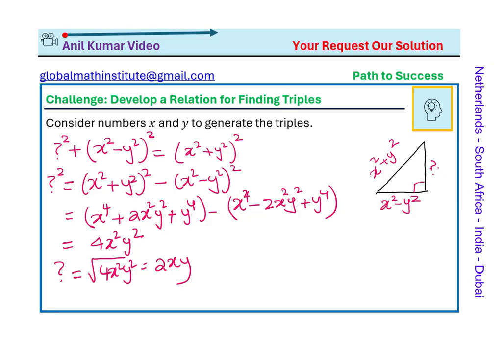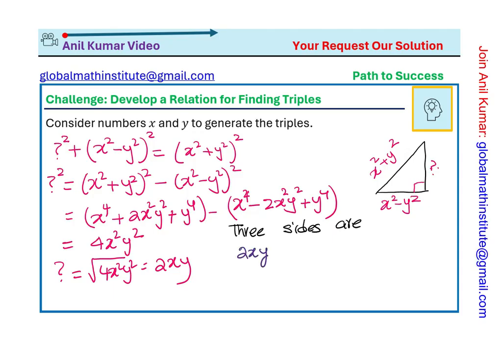Do you see how we developed it? So now you can say that the three sides are: one side is 2xy, the other one is x square minus y square, and the hypotenuse is x square plus y square. A slight modification of what we know can lead us to such an important thing.